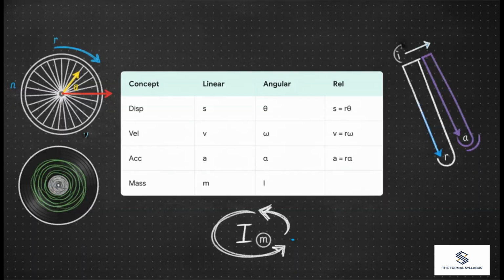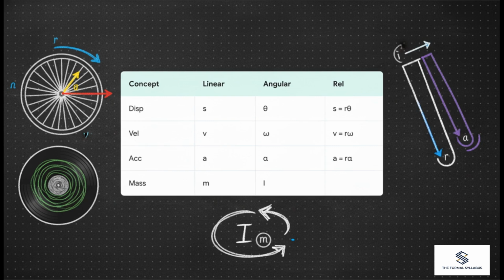Think of this as our Rosetta Stone. We act as a translator, mapping the linear motion concepts you already know directly onto their spinning counterparts. Think about the relationships here. Displacement, s, becomes angular displacement, theta. Velocity, v, becomes angular velocity, omega. Acceleration, a, becomes angular acceleration, alpha.